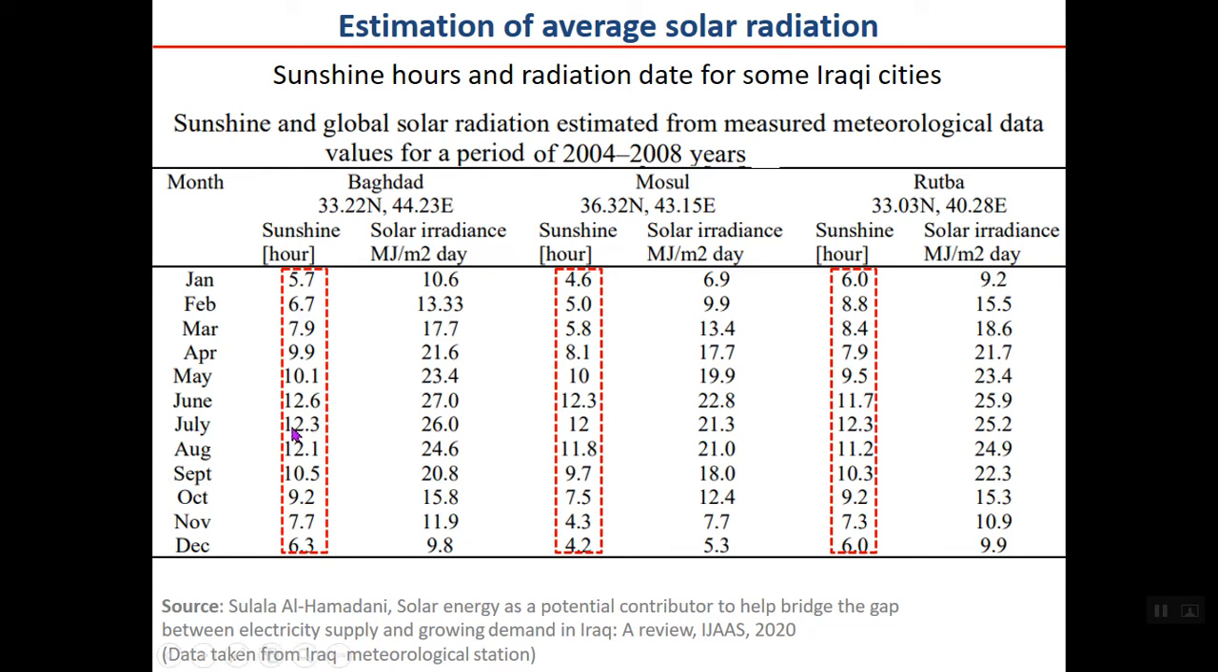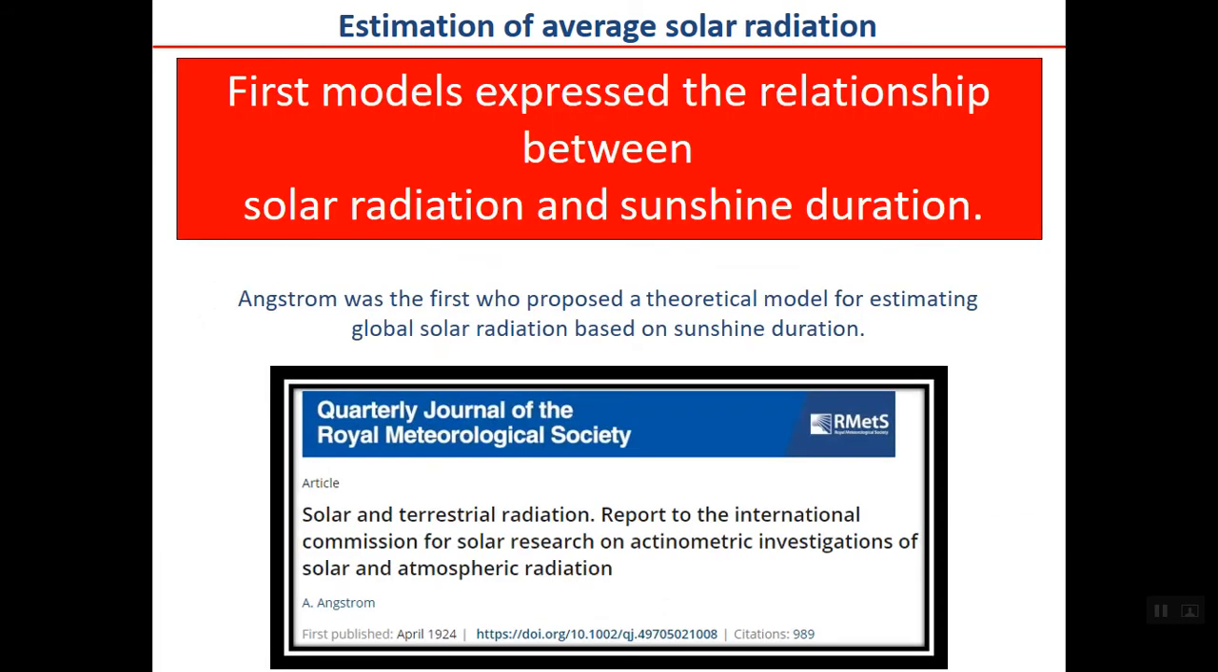You can calculate it by the formula which I discussed before. But 12.3 here means that you have 12.3 hours of bright sunshine in Baghdad in the month of July, and this is different from the day length and always less than the day length. And you can see the same for different months of the year, and the same data you can find from many weather stations in the world.